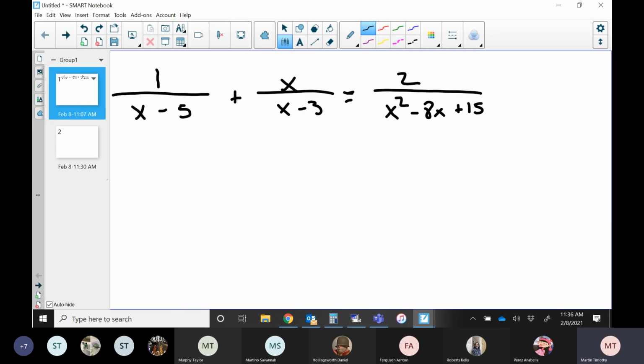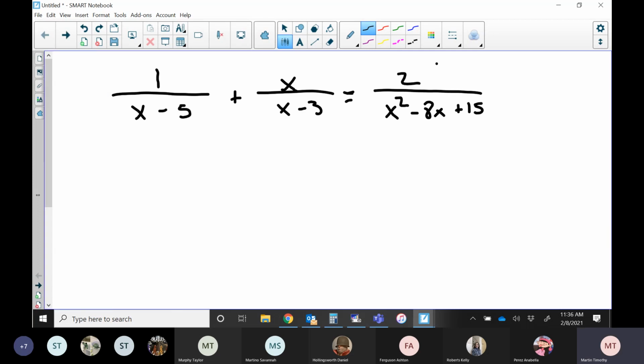We're going to apply that same thing here. So what we need to do is find a least common multiple, aka the least common denominator, and then we're going to multiply all 3 of these things by that least common denominator. First is we're going to factor the bottom.